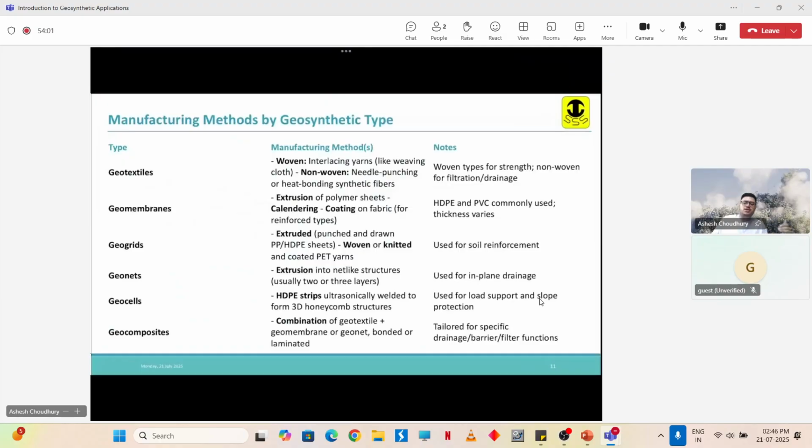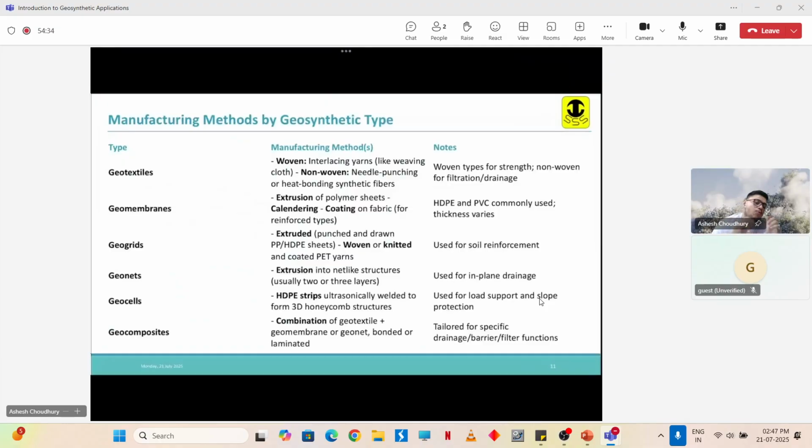Woven geotextile is made by interlacing yarn. Yarns mean the threads that you are using. We interlace the yarn like this, and from that you get the woven geotextile. For non-woven, we have some threads that we needle punch together, or you heat bond synthetic fibers to form the heat bonded non-woven geotextile. So these are the two types of geotextile.